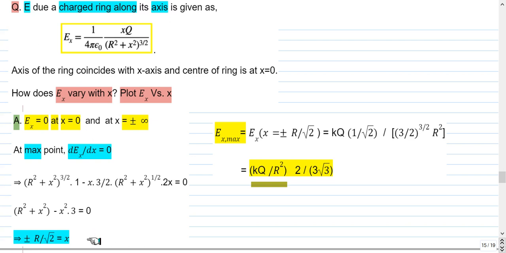And to get the value of the maximum electric field at this point, you have to put x equal to this value in this expression. So if you put that and simplify, we get the value of maximum electric field as kq by r square into this factor 2 by 3 root 3. So this is electric field due to a point charge of charge q. So that into this factor is the maximum value of the electric field.